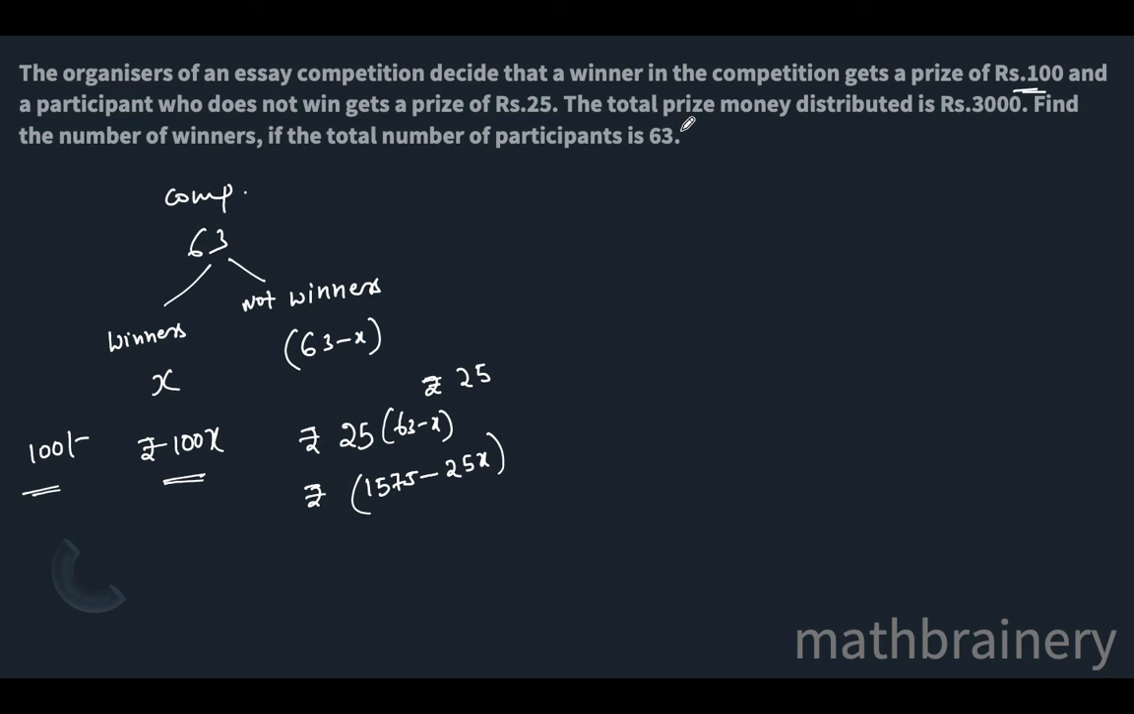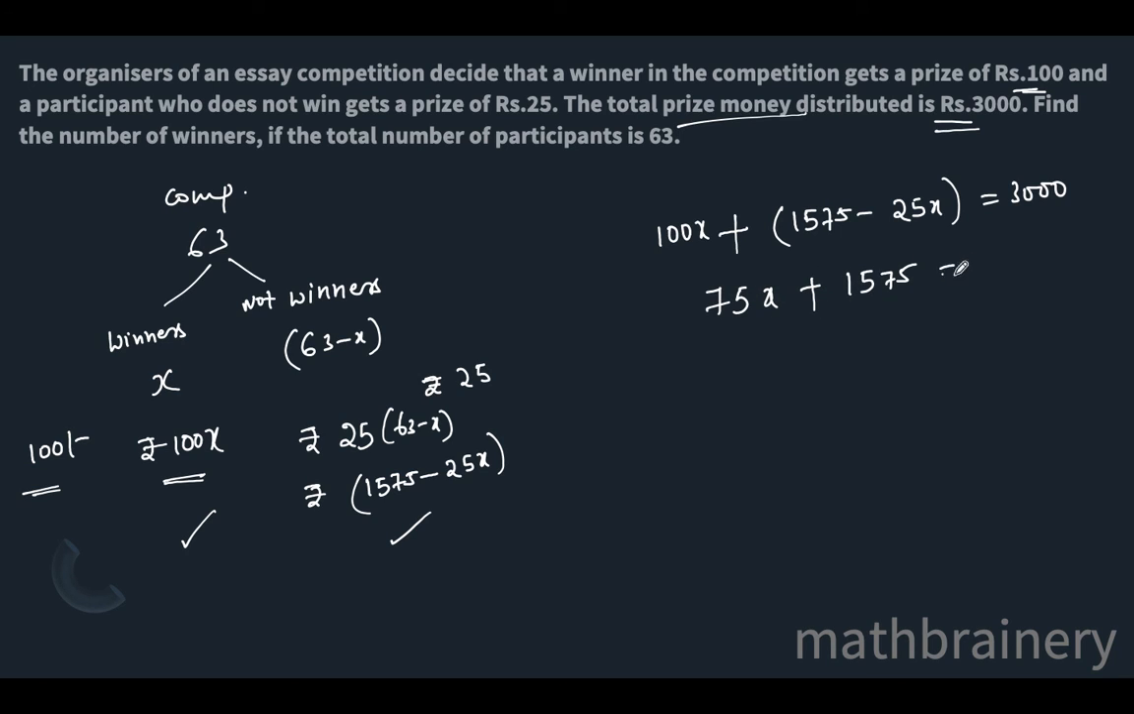Now what is also given, the total prize money distributed is 3000 rupees. That means the sum of these two must be equal to 3000. That means your 100x plus this 1575 minus 25x must be equal to 3000. Let's simplify this now. 100 minus 25 is 75x plus 1575 is equal to 3000. Let's transpose 1575 to the right hand side. You get 75x is equal to 3000 minus 1575, which is 1425.